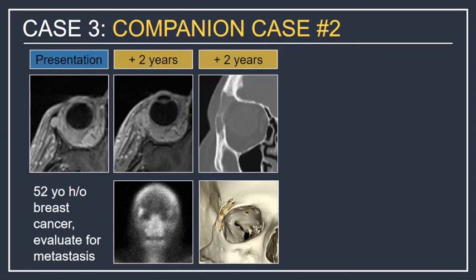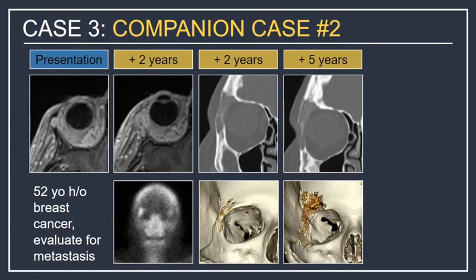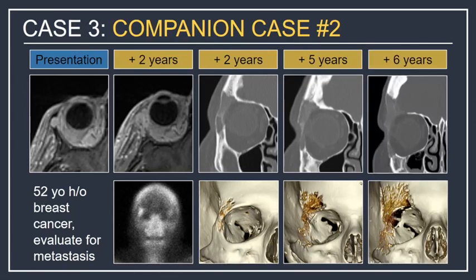So at 2 years, we can see that this lesion has certainly increased in size, now replacing really much of that right lateral orbital wall. On the bone scan, we can see that it is hot, and on CT, we can see that the lesion is predominantly characterized by lucency or a lytic appearance. The lesion increases in size at 5 years and further increases in size at 6 years.